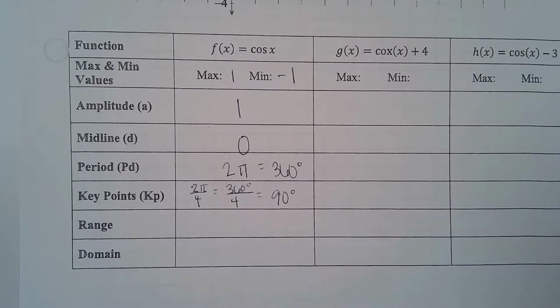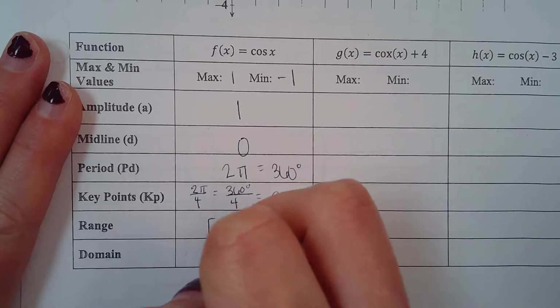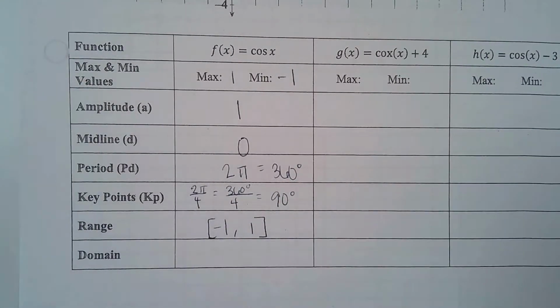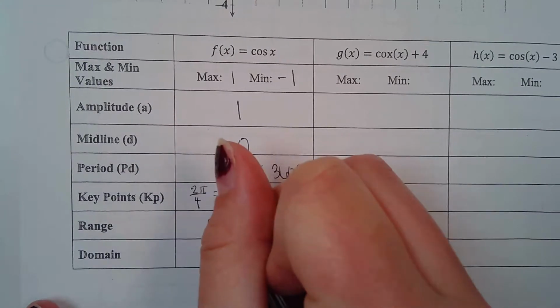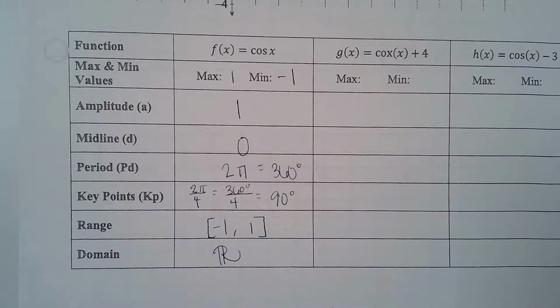What is the range for cosine? Where does that come from? And what's the domain? Questions on any of that? We're pretty good? All right.